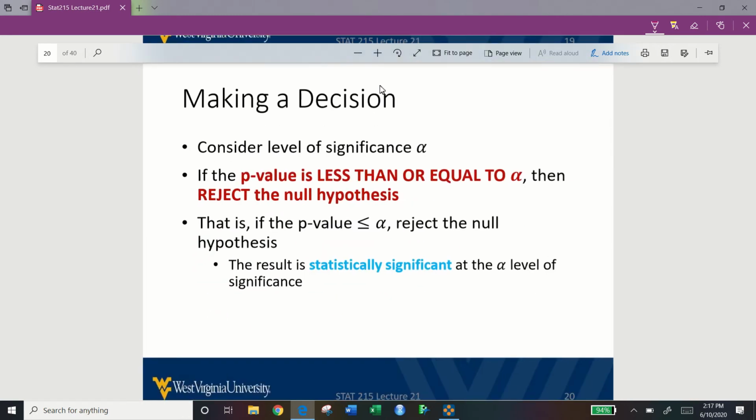Now, high and low are kind of vague terms. So what do we mean by it being high or low? Well, let's consider our level of significance alpha. If our p-value is less than or equal to alpha, that means we can reject our null hypothesis.